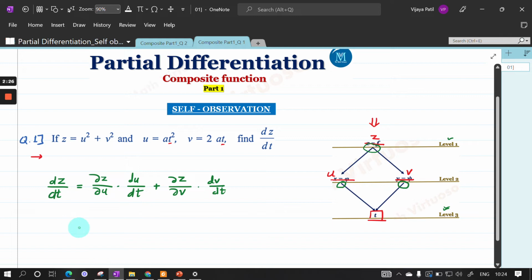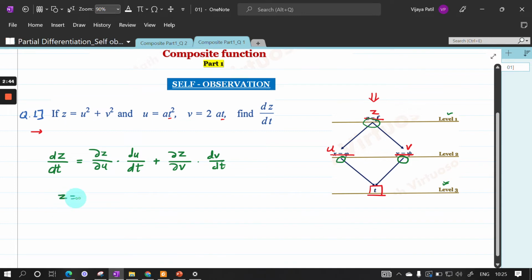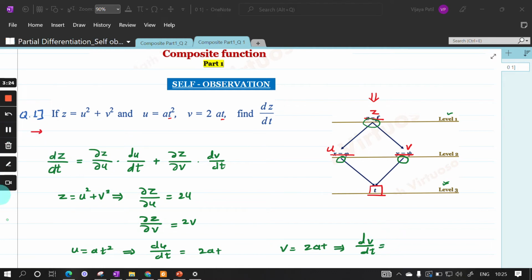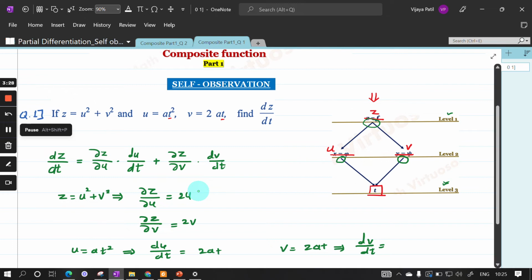Now let us solve this. We have z equals u square plus v square. So dou z upon dou u would be 2u. Similarly, dou z upon dou v equals 2 times v. Next, to find du upon dt: u equals at square, which gives du upon dt equals 2at. And we have v equals 2at, which gives dv upon dt equals 2 times a.